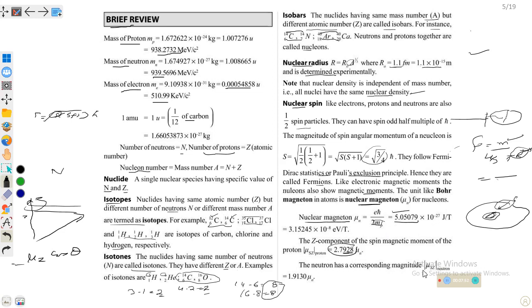The neutron has a corresponding magnetic moment, because in the nucleus we have protons and neutrons, so the nucleon has a magnetic moment equal to 1.9130 nuclear magnetons. If a particle has a magnetic moment, then you can say that this particle is further subdivided. Proton is further subdivided into particles, for example up quark and down quark, and similarly we will see later. And the neutron is further divided into smaller quarks.